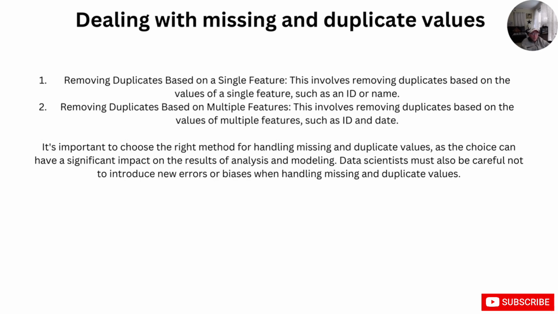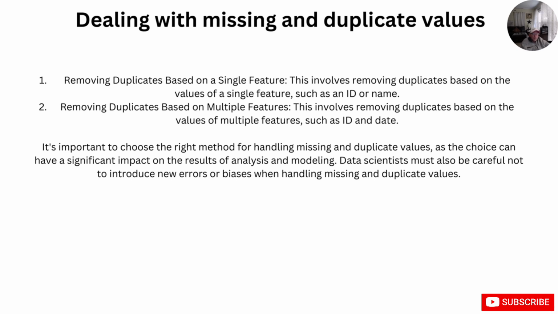number one, removing duplicates based on a single feature. This involves removing duplicates based on the values of a single feature, such as an ID or name. Number two, removing duplicates based on multiple features. This involves removing duplicates based on the values of multiple features, such as ID and date.